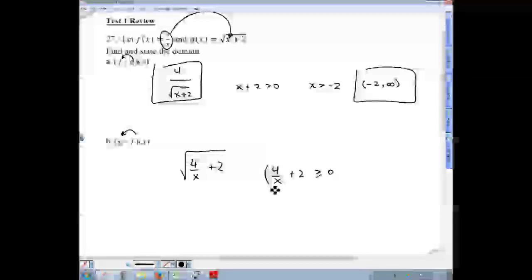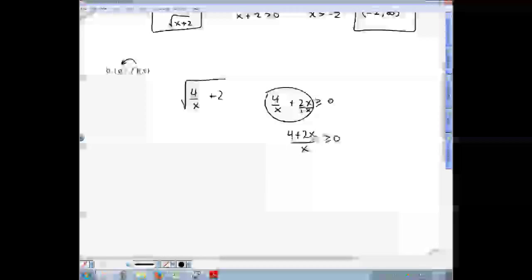The way this has to work is to combine this into one expression. So if you think about it as adding two fractions, you have to get a common denominator. So multiply it by x over x. And you're going to get 4 plus 2x over x is greater than or equal to 0.